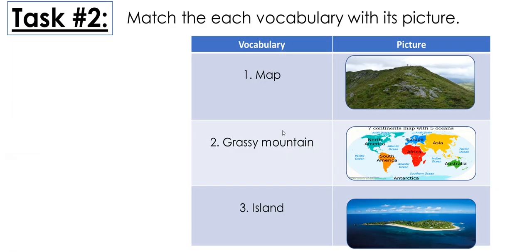And task number 2. Match the vocabulary word with its picture. Now, here are the words: map, grassy mountain, island. And here are the pictures, so you need to match them.